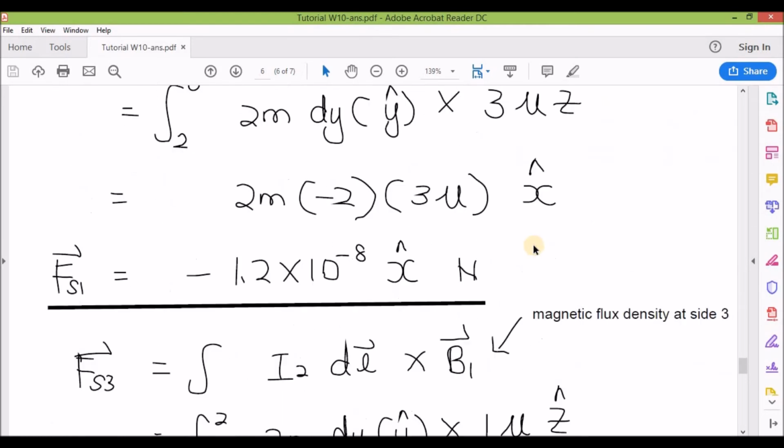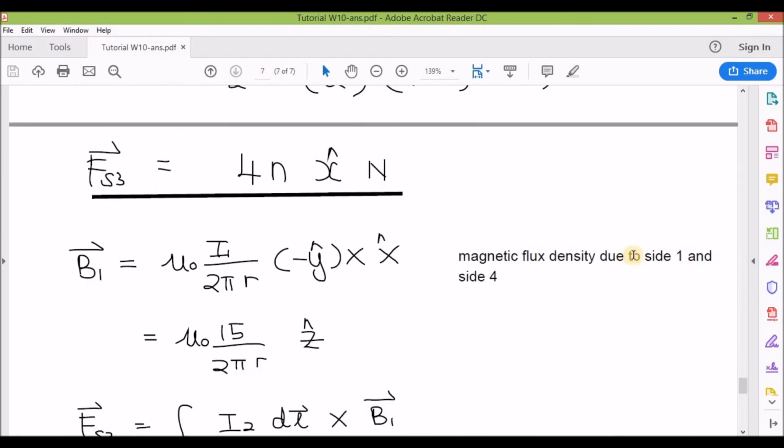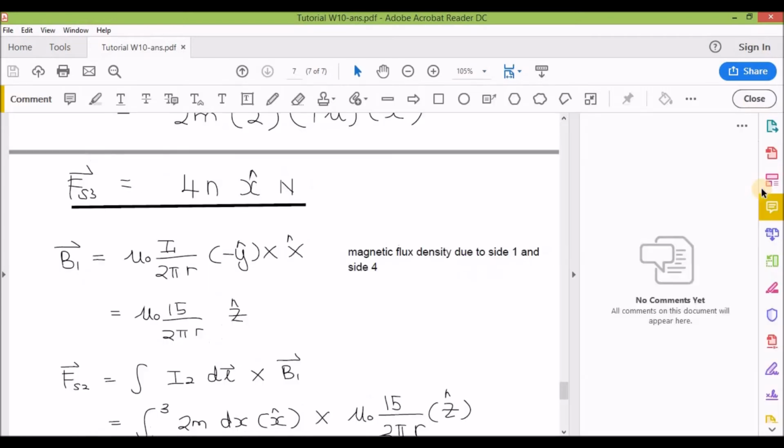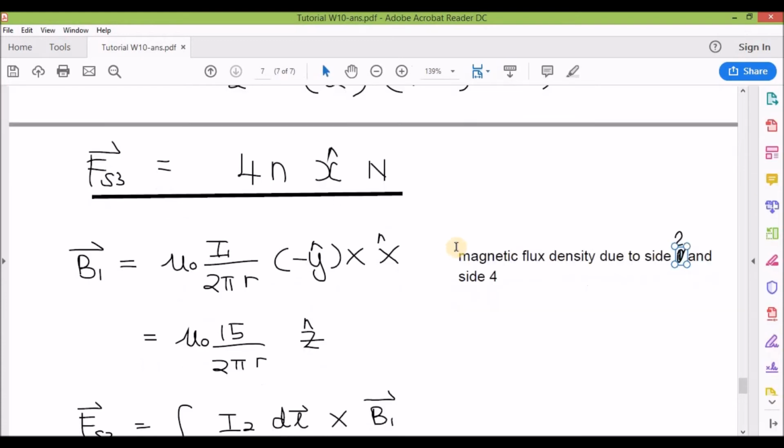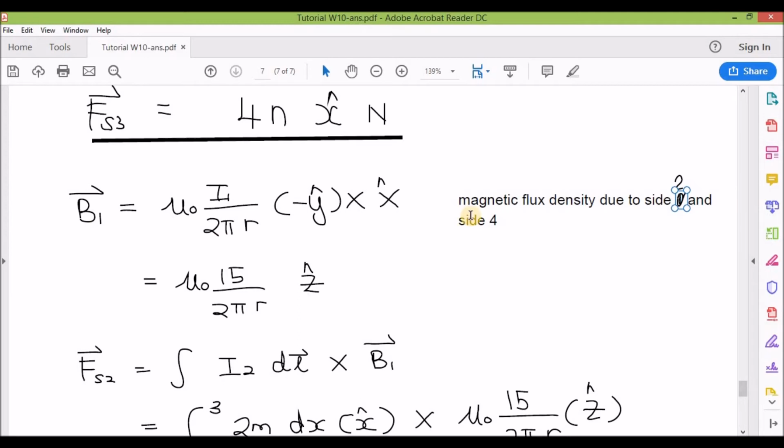So this one, let's go back. This one should be side 2. I cannot change it now, later I will change it in your notes. So this one should be 2. Side 2, fine. So now let's look at how we find the B for side 2 and side 4.